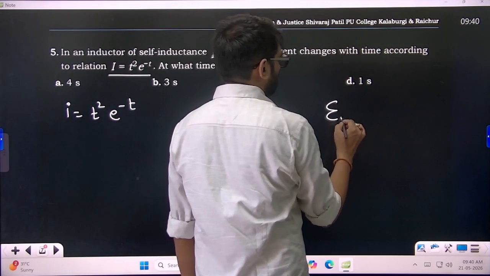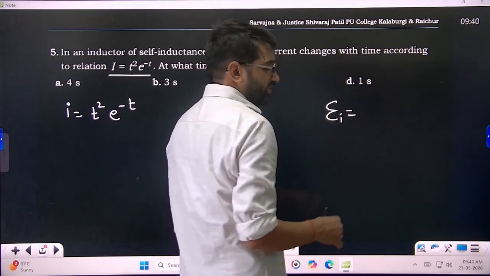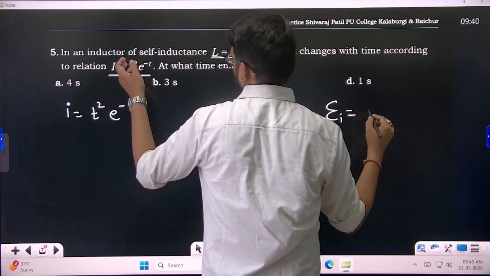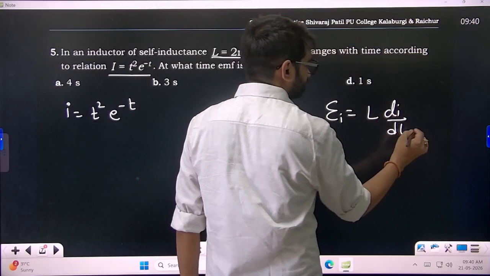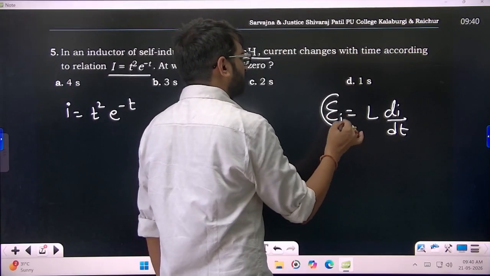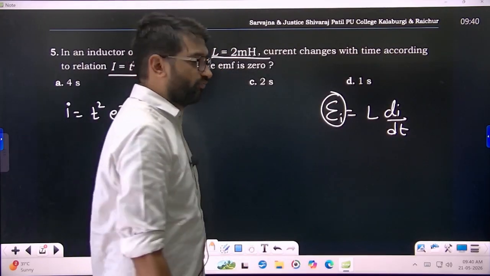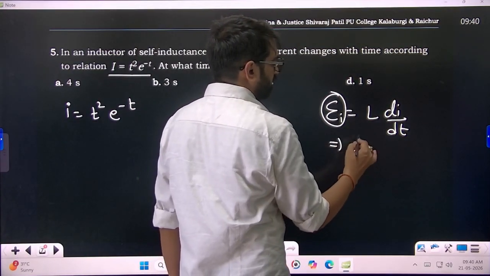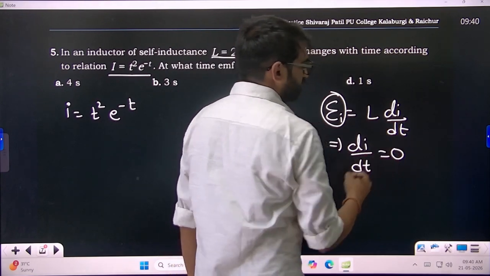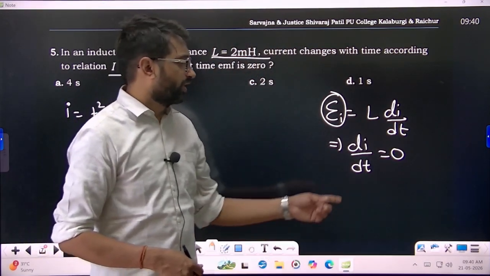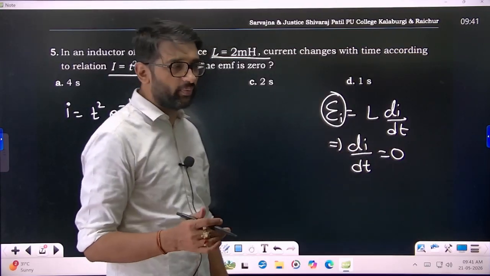The EMF induced in a self-inducting coil is L into di by dt. It is given that the induced EMF has to be 0. So for induced EMF to be 0, this di by dt also has to be 0. What you are supposed to do now is differentiate this I and equate it to 0.